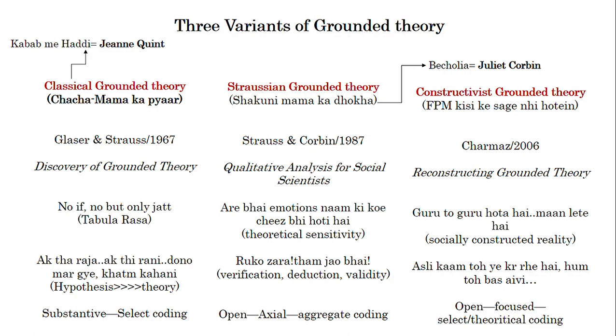So what you are seeing, what you are observing, what you can hear, what you can feel, that is the only reality. There is no other interpretation to that reality. Straussian and constructivist grounded theory says that no, that is not possible. Straussian grounded theory says that okay, that is a reality, but there are also one or two more realities that you should account for. Whereas constructivist grounded theory says that no, reality is not created in this manner. In fact, reality is socially constructed.